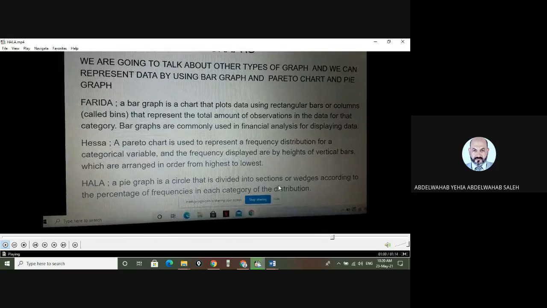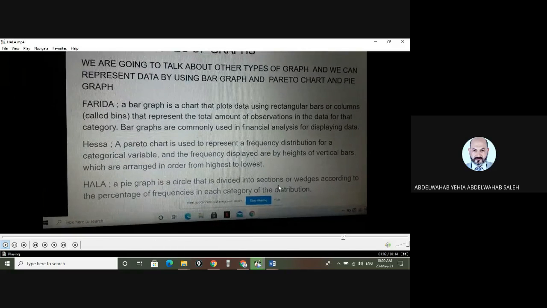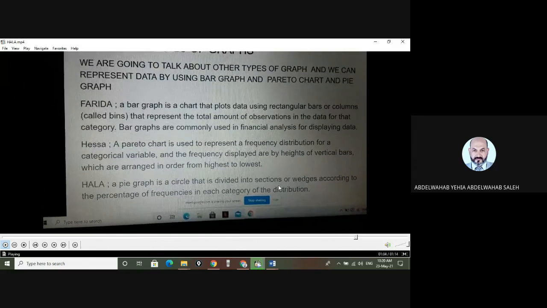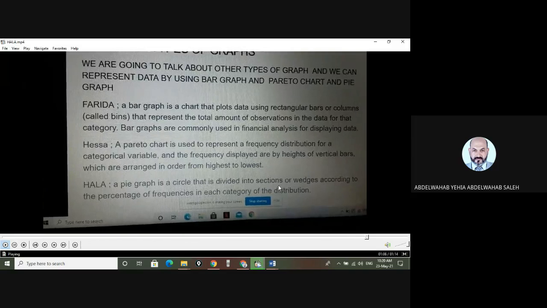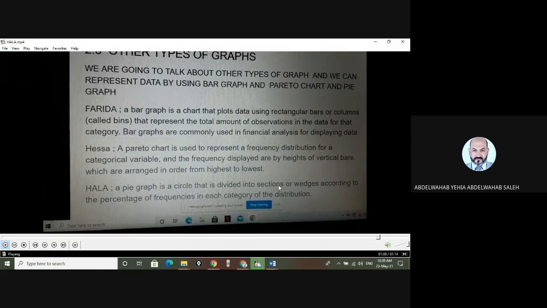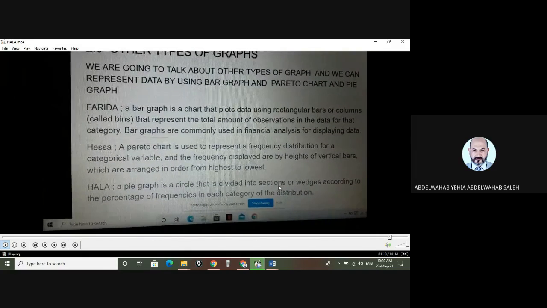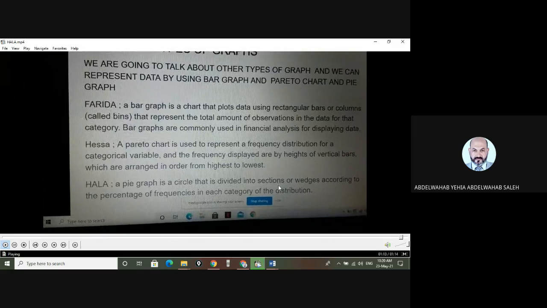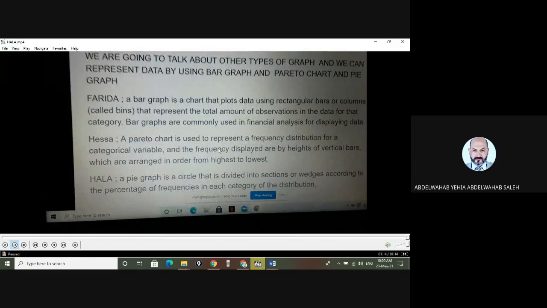A pie graph is a circle that is divided into sections or wedges according to the percentage of frequencies in each category of the distribution.